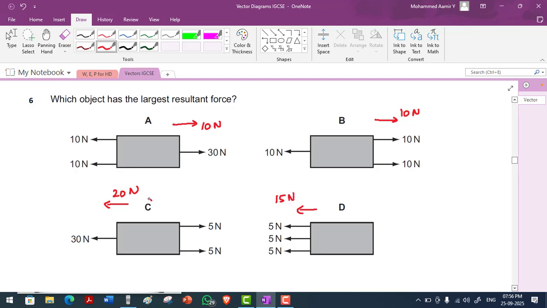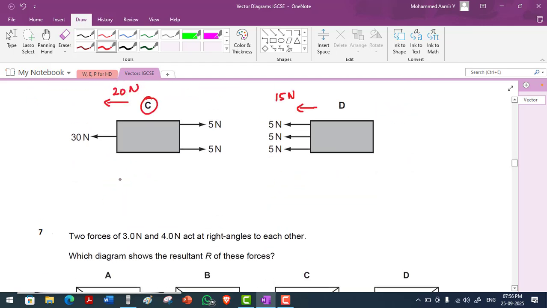So I have to go for C. That is the largest resultant force, 20 towards left. Direction does not matter. The value only matters here. Okay, 20 is the largest number. So I'm going to select that.